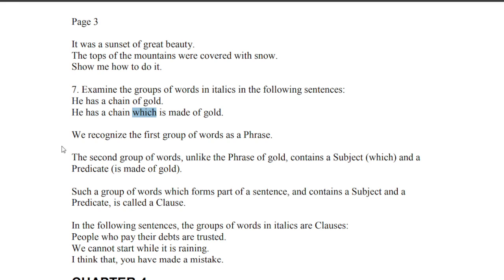And we know that a sentence consists of a subject and a predicate. It means that which is made of gold is a complete sentence. Which is the subject, is made of gold is the predicate. And this sentence is embedded in another bigger sentence, he has a chain which is made of gold. It is a sentence within another sentence. A sentence within another sentence is called a clause. So, which is made of gold is a clause.